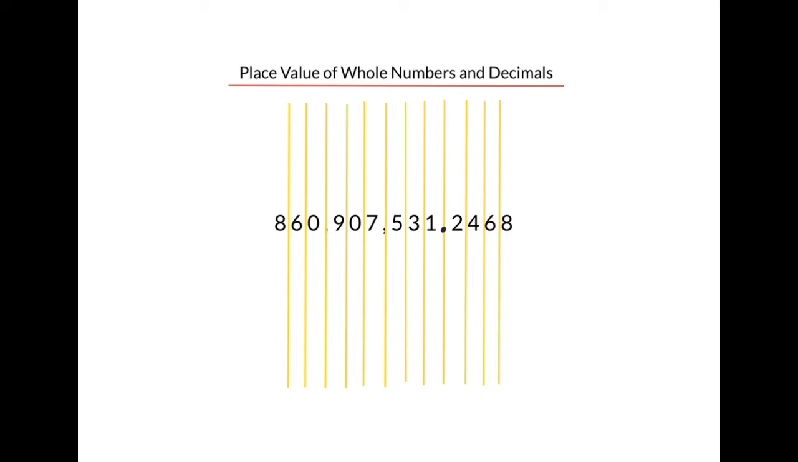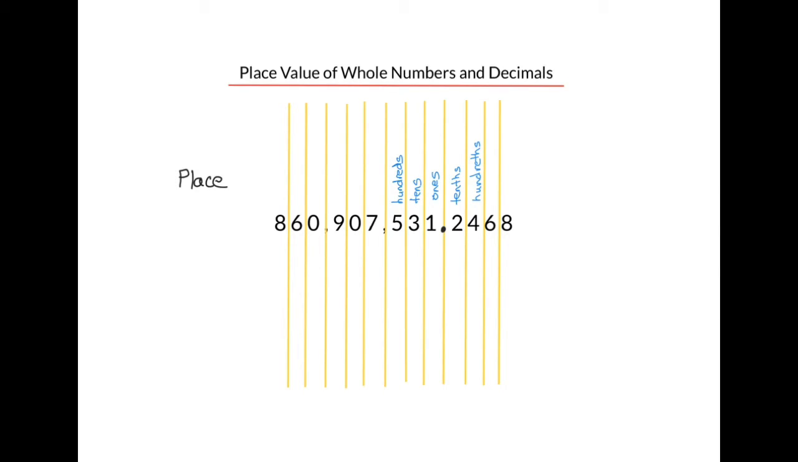Let's start to the left of the decimal place. The 1 occupies the ones place. The 3 occupies the tens place, and the 5 occupies the hundreds place. To the right of the decimal, the 2 occupies the tenths place, and the 4 occupies the hundredths place. Note that words ending in S represent positions to the left of the decimal place, and words ending in THS represent positions to the right of the decimal place.